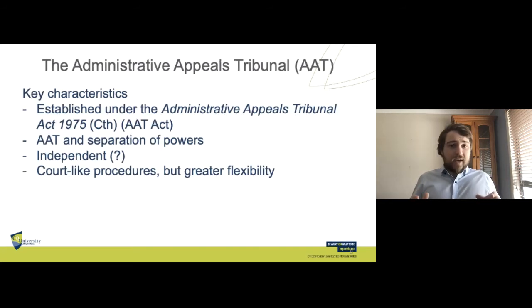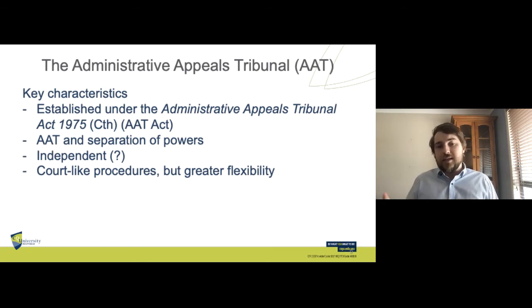Let's take a step back now and talk about the Administrative Appeals Tribunal, which is sort of the main merits review body that we think about when we're talking about Commonwealth administrative law. So I guess some brief key characteristics about the AAT. It's established under the Administrative Appeals Tribunal Act of 1975. And so most of the things that we're going to be talking about for the remainder of this video will be references to the AAT Act.